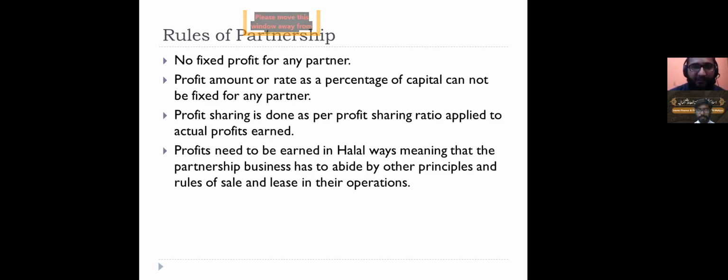Likewise, profit sharing has to be done as per the profit sharing ratio, and the profit sharing ratio has to be applied to the actual profit side, not to the capital. It has to be applied to the actual profit side.